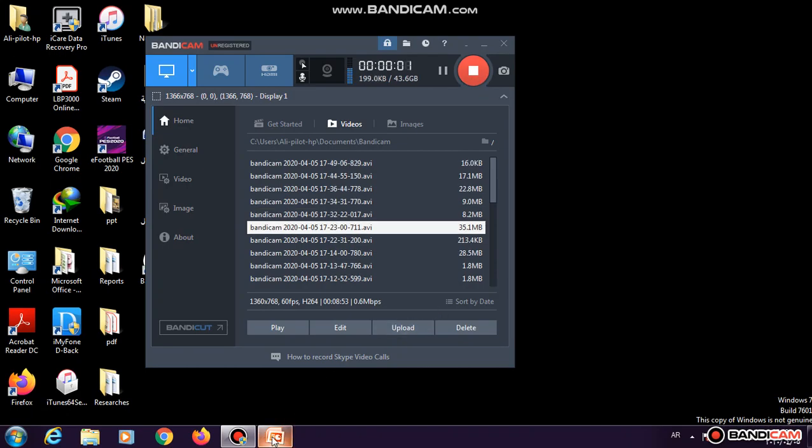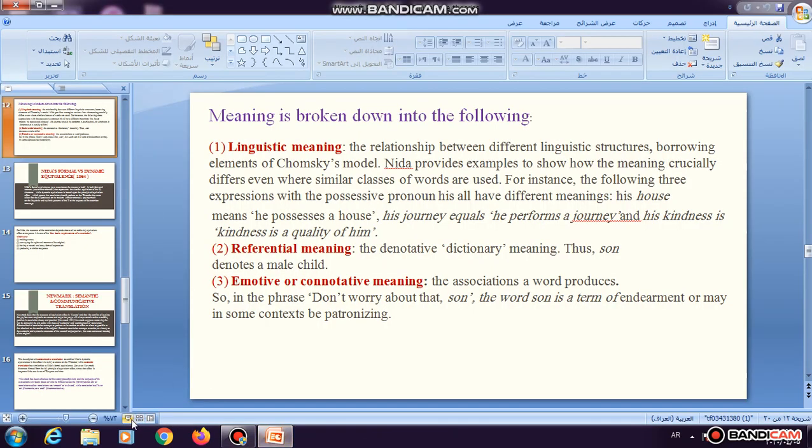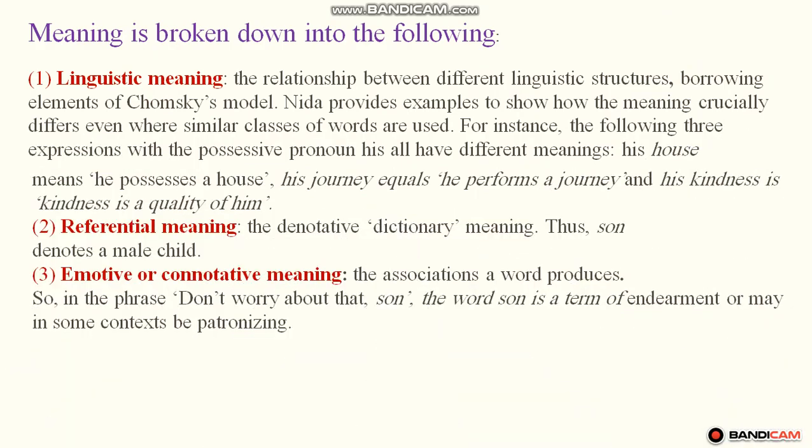Okay, after we know that the focus now is shifted toward the context rather than the word itself, now we are going to see how the meaning is broken. So the meaning is broken into three types of meaning. The first one is linguistic meaning, which means the relationship between different linguistic structures.